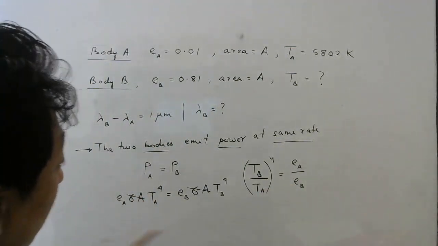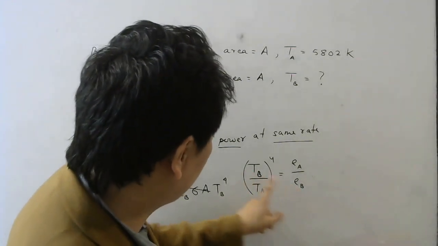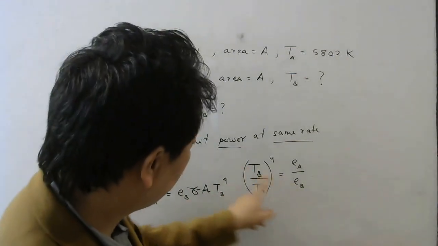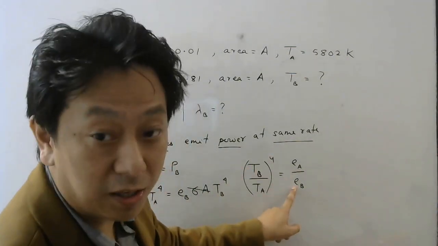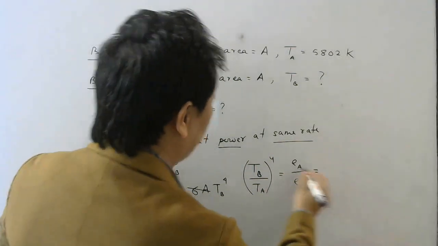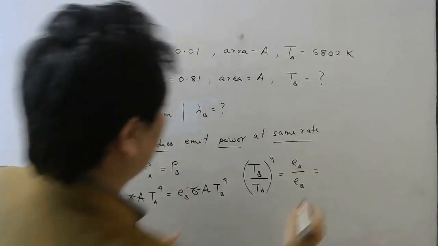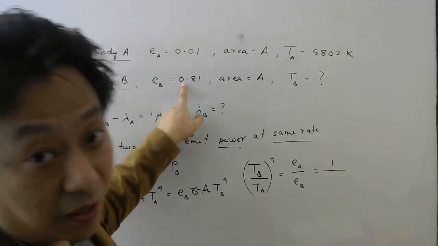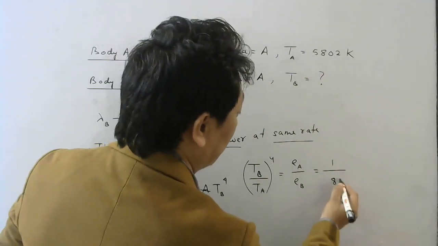So very carefully you check, okay, cross multiply once and check. T_B power 4 is with E_B. So if you cross multiply, T_B power 4 will be with E_B. Now emissivity of A is given 0.01, which I can write simply as 1 by 100, and this is 0.81, which I can write 81 by 100.